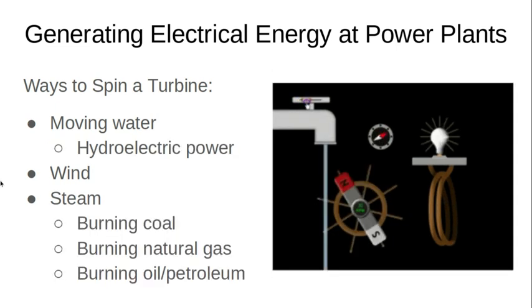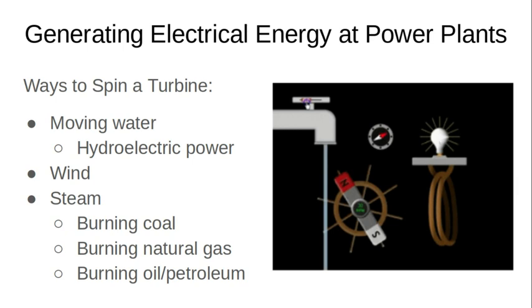So, really, to generate any kind of electrical energy at a power plant, you just need to find a way to constantly spin a turbine like the one you see on the screen, because then by the process of electromagnetic induction, you will get the magnet to move and you will generate electric current in a nearby coil of wire. So, as we said, we can do that with moving water using hydroelectric power. This was done back in the early days around the Industrial Revolution.